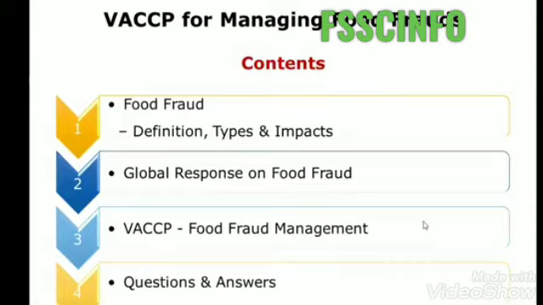We will use this word a lot: vulnerability. This is one of the vulnerable topics as well, which is VACCP for managing food fraud. VACCP is basically similar to the word HACCP that we are using. It's VACCP, vulnerability assessment and critical control point. Within this topic, today I will talk mainly about these three areas.